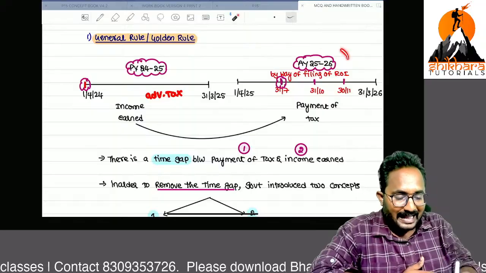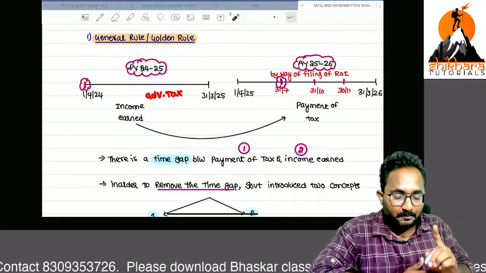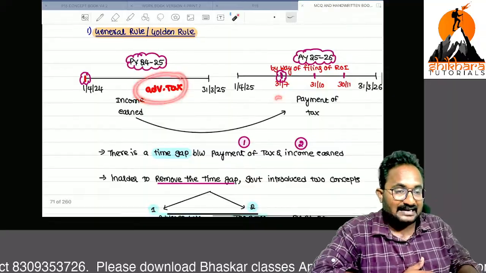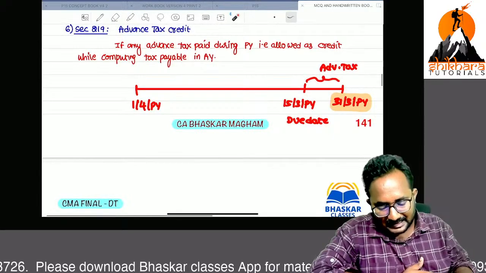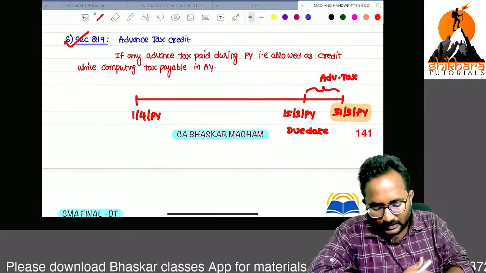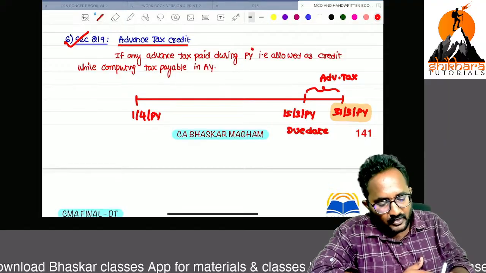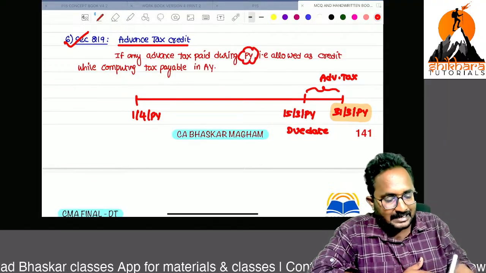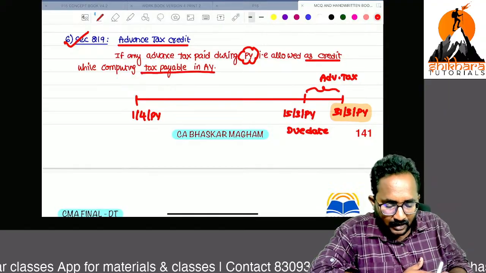No. While you are calculating the tax in the assessment year, whatever advance tax you paid during the previous year, you can take it as a credit. That is only section 219. So whatever advance tax you paid during the previous year, you can take it as a credit while you are paying the tax in the assessment year.